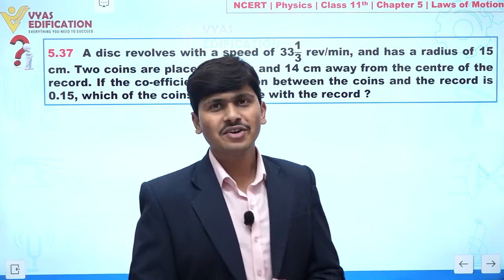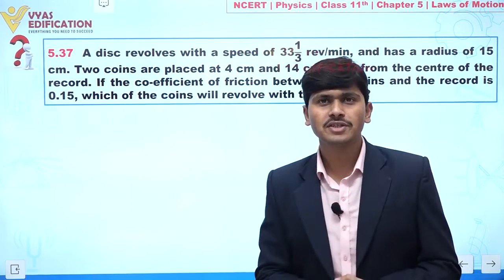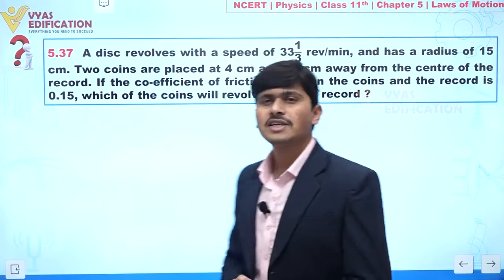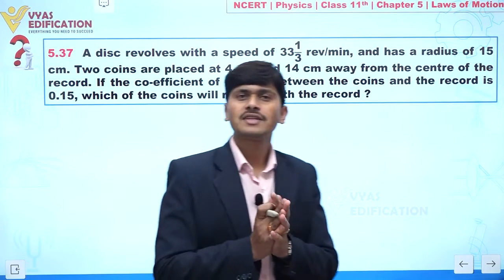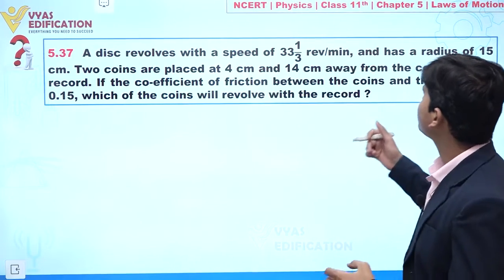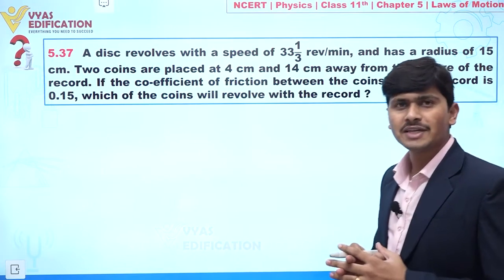Now student, we are going to discuss question number 5.37, and in this question it is given to you a disk revolves with a speed of 33.5 revolutions per minute and has a radius of 15 centimeter.